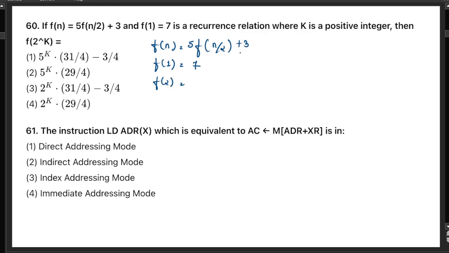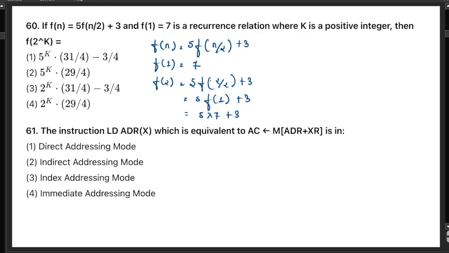So we have to substitute the value in this. So 5 f(2/2) plus 3. Now this will be 5 f(1) plus 3. So this will be 5 into 7 plus 3. So if we substitute this, from that we can get this. Now let's see what we can get for 4.